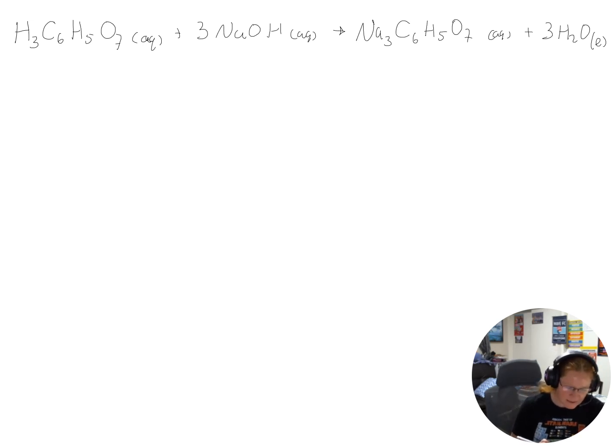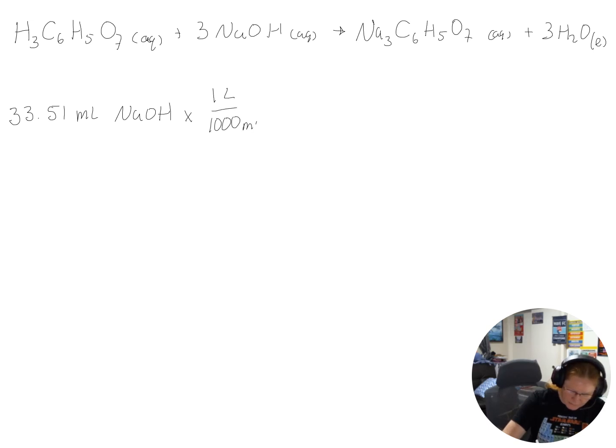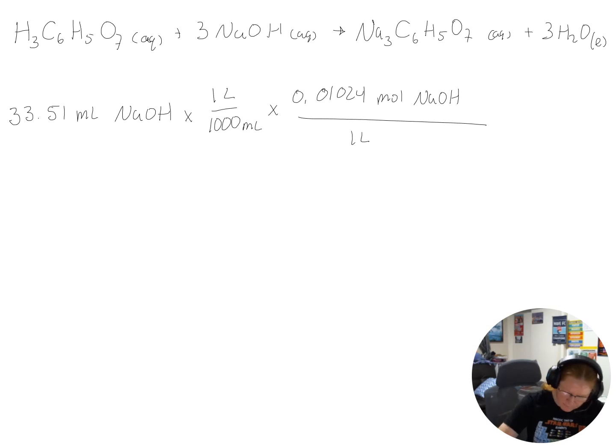So we're going to say we have 33.51 milliliters of sodium hydroxide. We have 1 liter in 1,000 milliliters. We have 0.01024 moles of sodium hydroxide in every 1 liter.